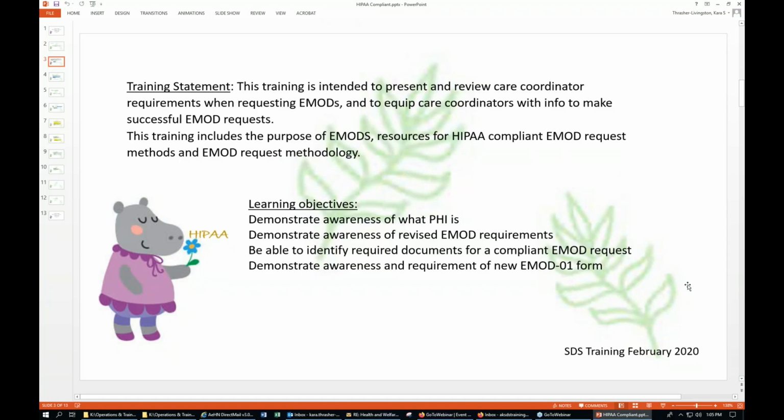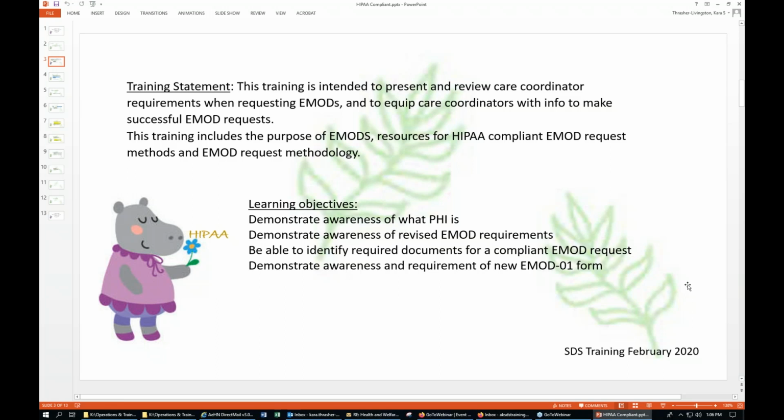So we do have a training statement. We are intending to present and review processes for care coordinators and requirements when requesting EMODs, environmental modifications, and to equip care coordinators with info to make a successful EMOD request. So we'll talk about the purpose of EMODs, resources for staying HIPAA compliant, and a change in methodology to request them.